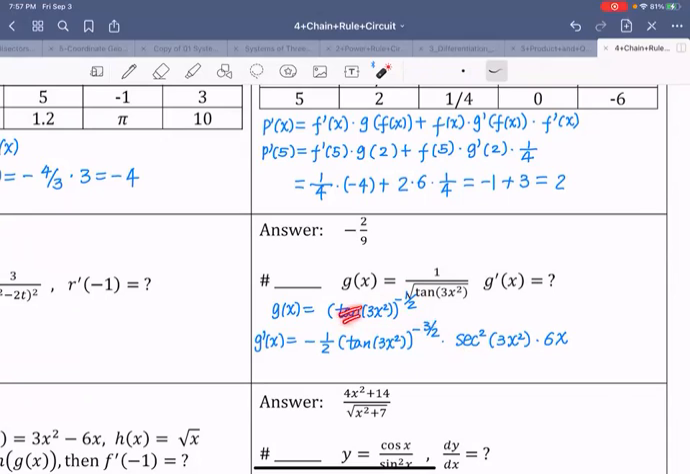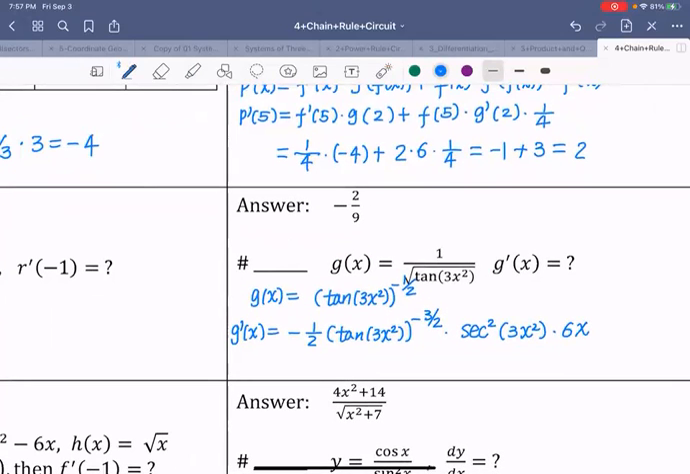Now you take care of this layer. Let it go. You do this guy derivative. 3 times 2 times x to the power 1. There you go. Okay? If your teacher doesn't allow you to put a negative exponential, go ahead. Move it to the denominator.